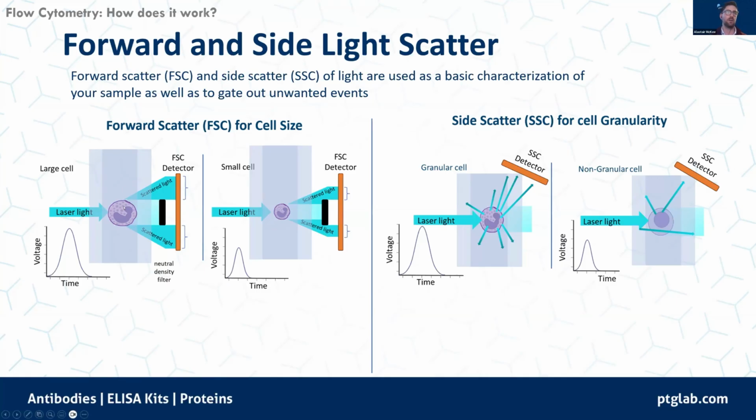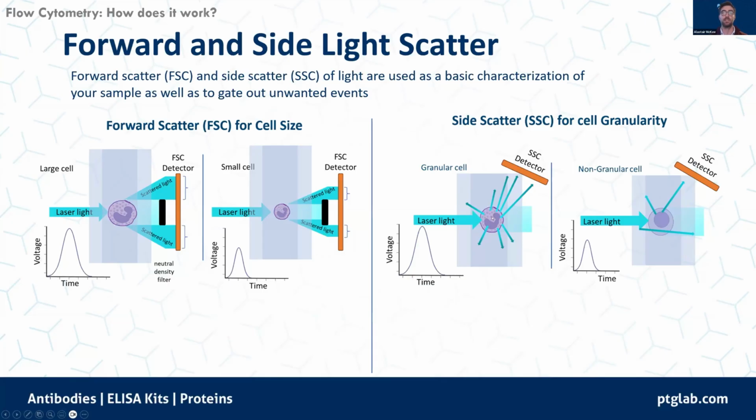Just an example here with a large cell passing through, there's an increased amount of scattered light striking the detector compared to a smaller cell where there's less scattered light striking the detector. And side scatter, as I say, offers information about the granularity of your cells, so the different organelles, the granules, things like vesicles. The more of those present in your cell, the more side scatter you're going to see.